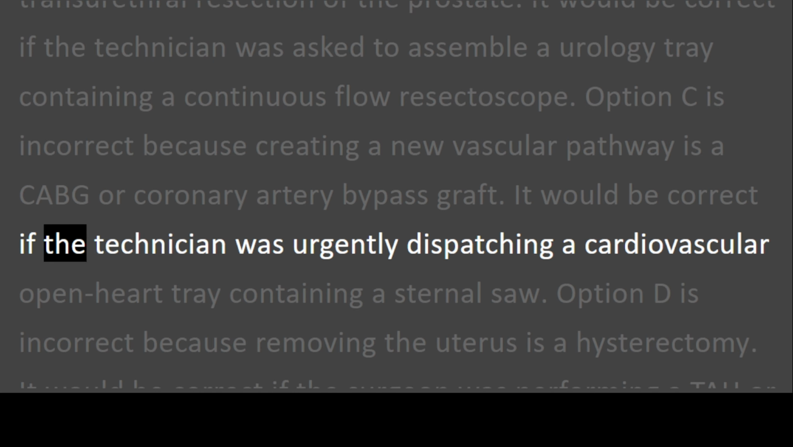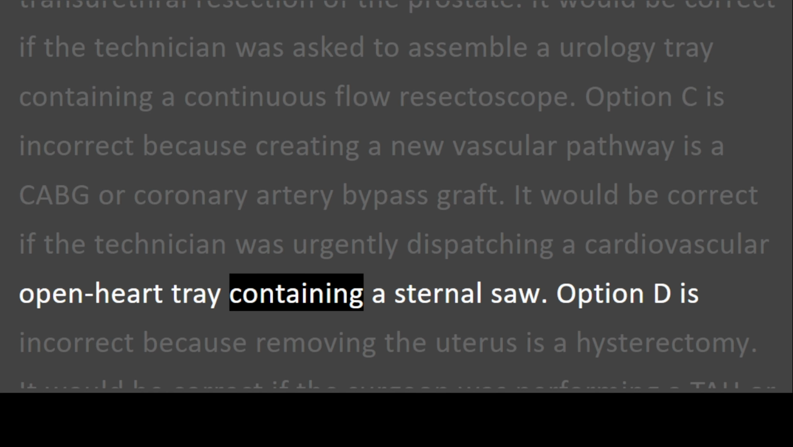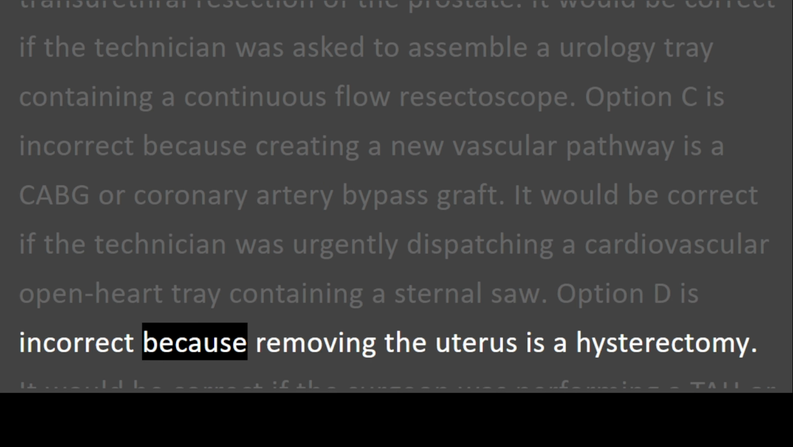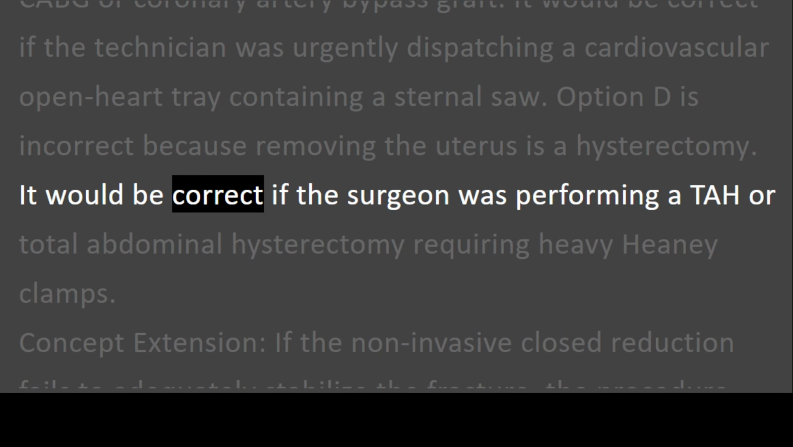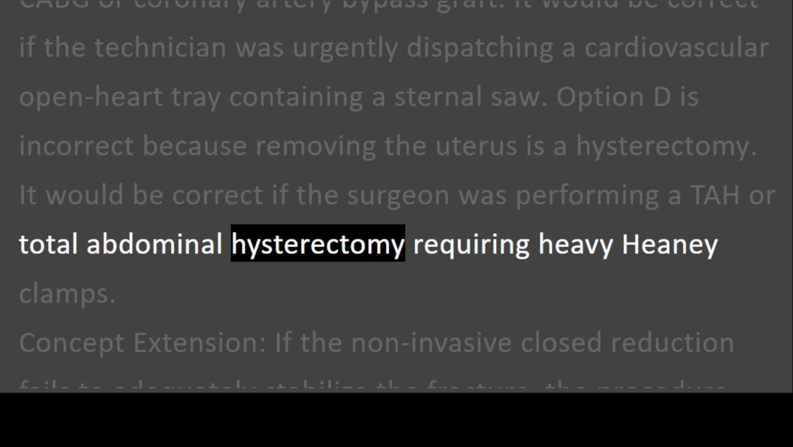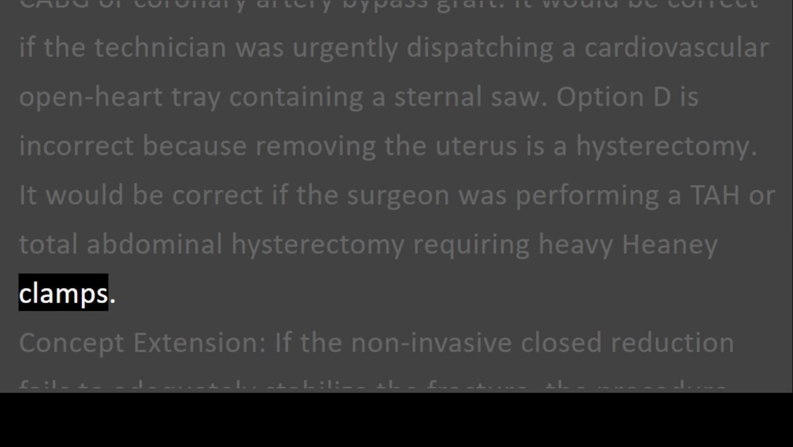It would be correct if the technician was urgently dispatching a cardiovascular open heart tray containing a sternal saw. Option D is incorrect because removing the uterus is a hysterectomy. It would be correct if the surgeon was performing a TAH, or total abdominal hysterectomy, requiring heavy Heaney clamps.